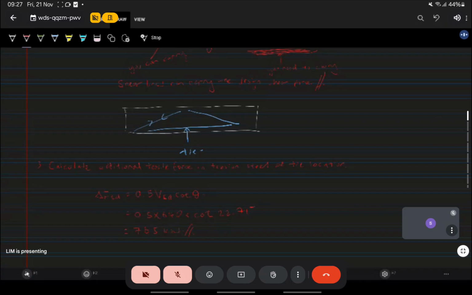Normally when I give you a question related to links, it will be something like this. You have to do a check. I will give you the amount of links, and then you have to check whether the links provided work or not, and you also have to calculate the additional tensile force due to the strut and tie model at the bottom of the beam. Shear flange, we don't care. Anchorage, we don't care.